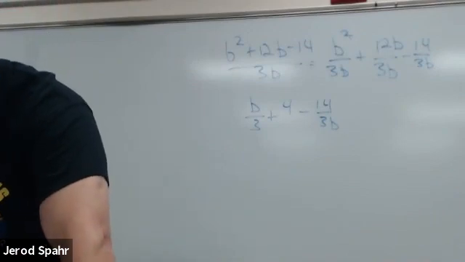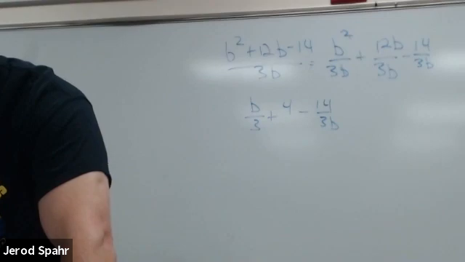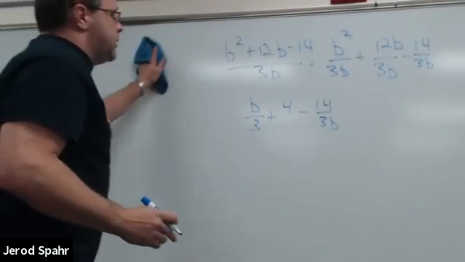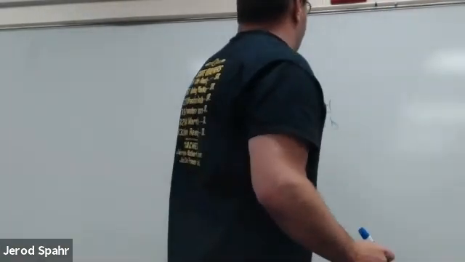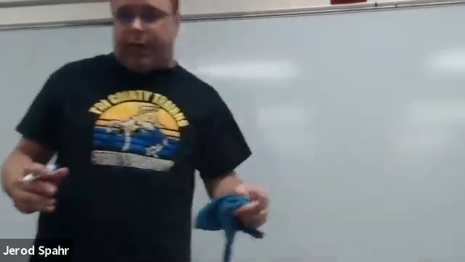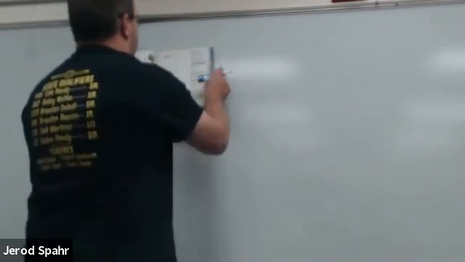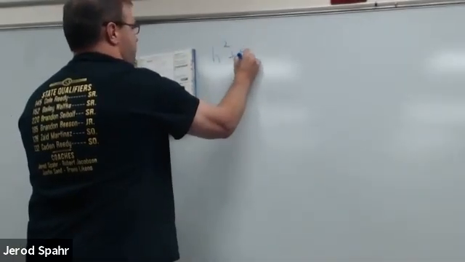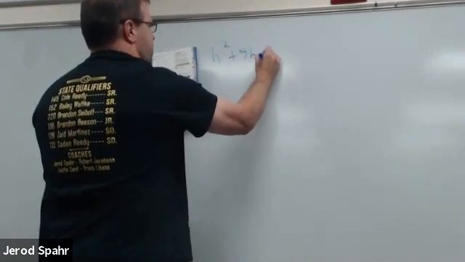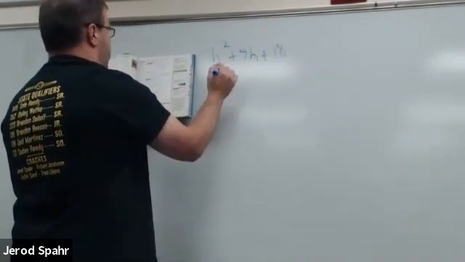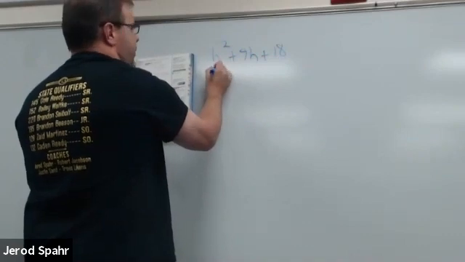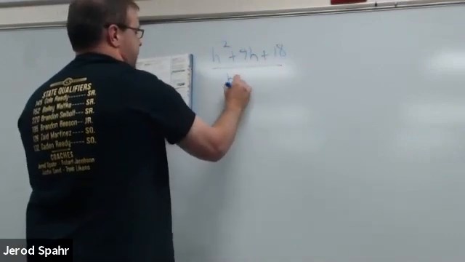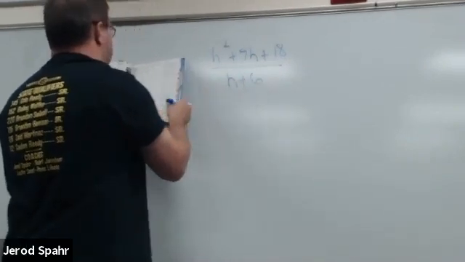All right. Example number 2, divide a polynomial by a binomial. A monomial is only one thing, a binomial is two, and a polynomial is multiple. So we have h squared plus 9h plus 18. There's our polynomial. It's actually a quadratic. Divided by h plus 6.